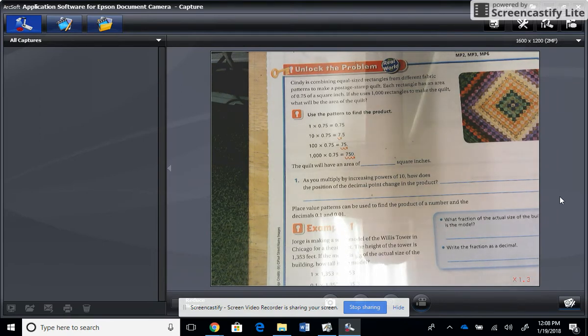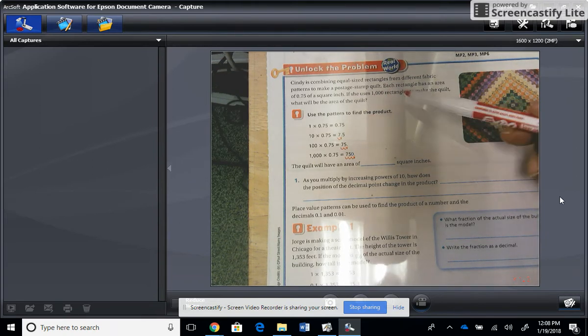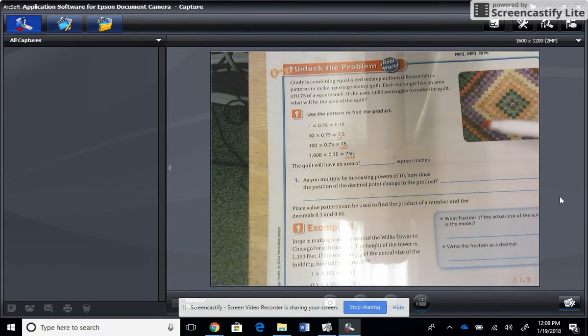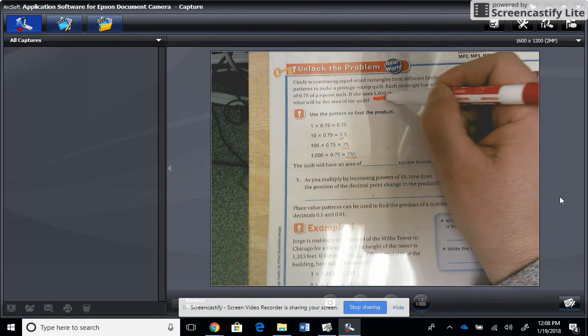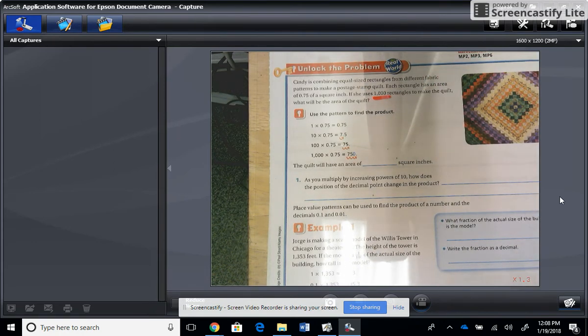That's what multiplying is. So if we look at the pattern, it says Cindy is combining equal size rectangles from different fabric patterns to make a postage stamp quilt. Each rectangle has the area of 75/100ths of a square inch. If she uses 1,000 rectangles to make the quilt, what will the area of the rectangle be? So I know I'm using base 10 because my numbers are based on 1,000, and that's one of the base 10s. So whenever it's on a base 10, it's just a matter of moving the decimal.